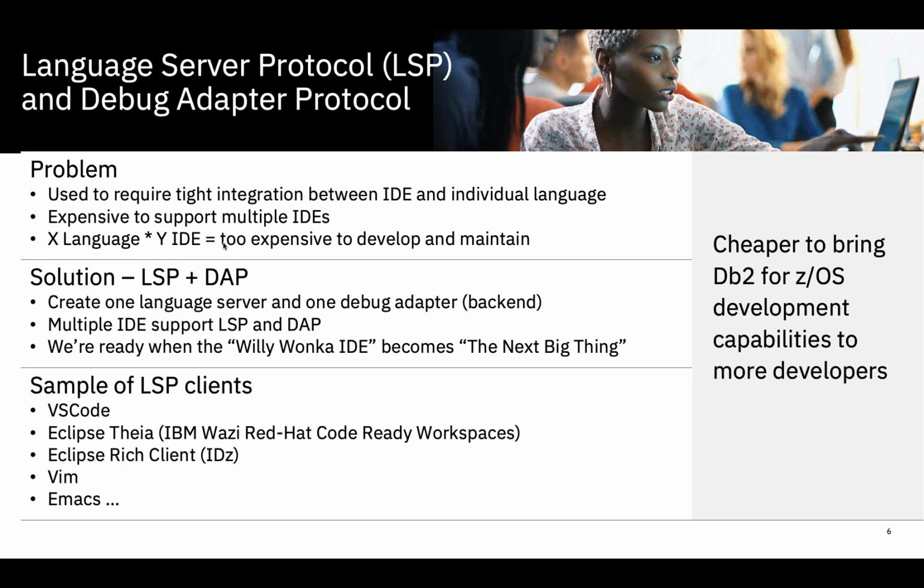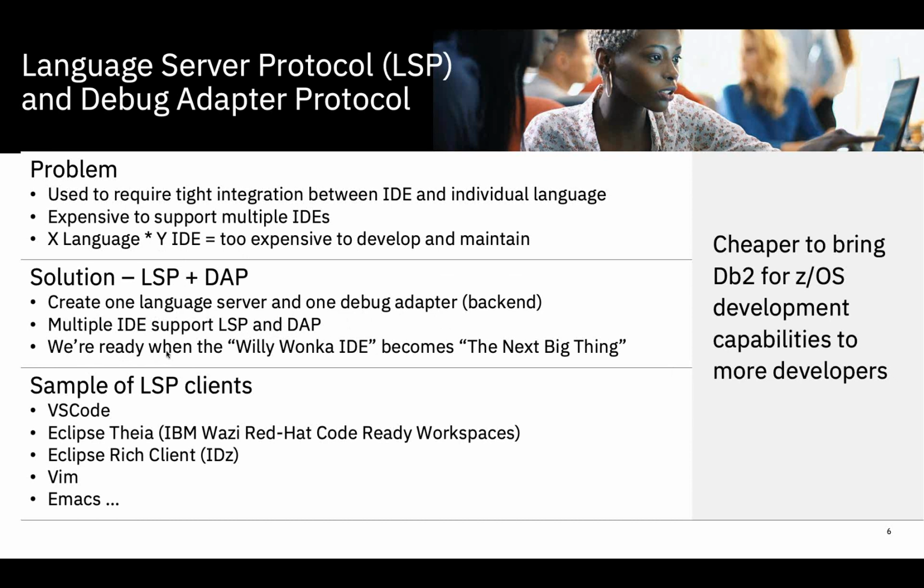Part of what VS Code introduced, and it's not exclusive to VS Code, are the Language Server Protocol and Debug Adapter Protocol, where you decouple the services you're providing to the editor from the editor itself. You write a language server and a debug adapter, which are the backends, and you plug them into VS Code, Eclipse Theia. So you write one language server, one debug adapter, and you can plug into multiple editors. Our principal editor that we're targeting is VS Code, but we also test with Eclipse Theia, and we've started to test with Eclipse Rich Client as well, the same backend.